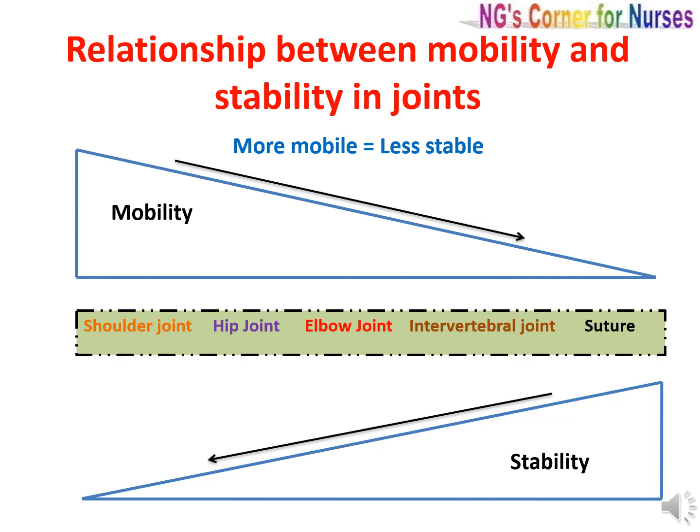So movable joints are prone to dislocate because they have less stability, and immobile joints are less prone to dislocate because of their stability.